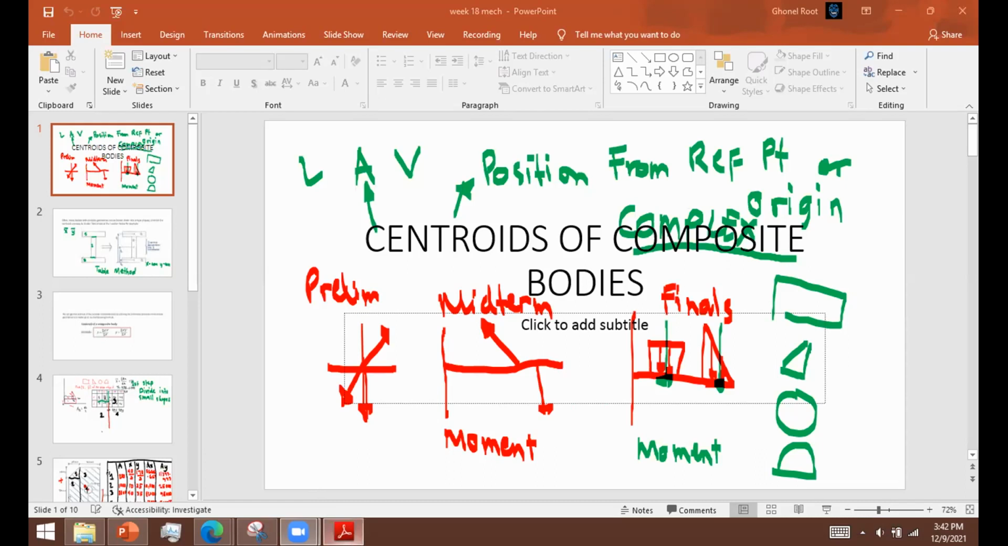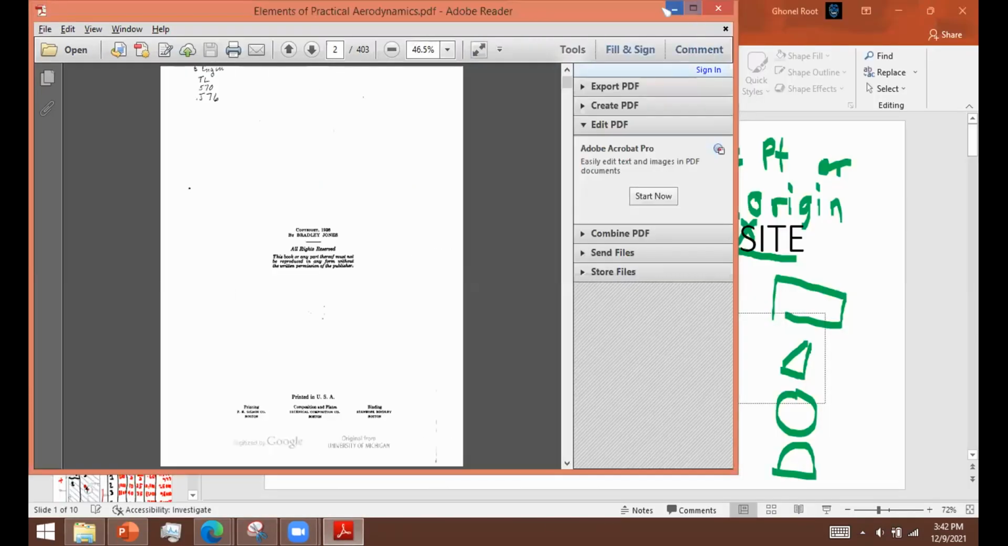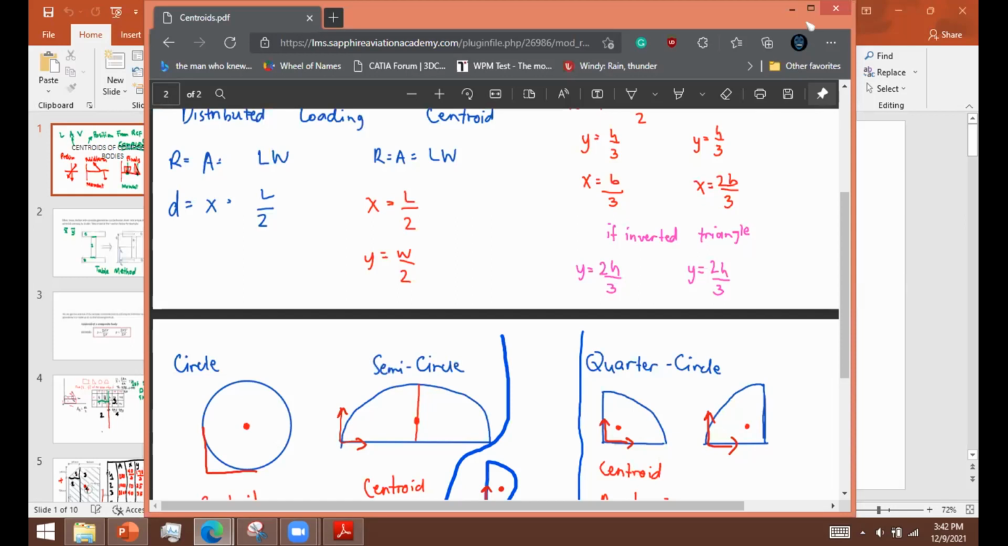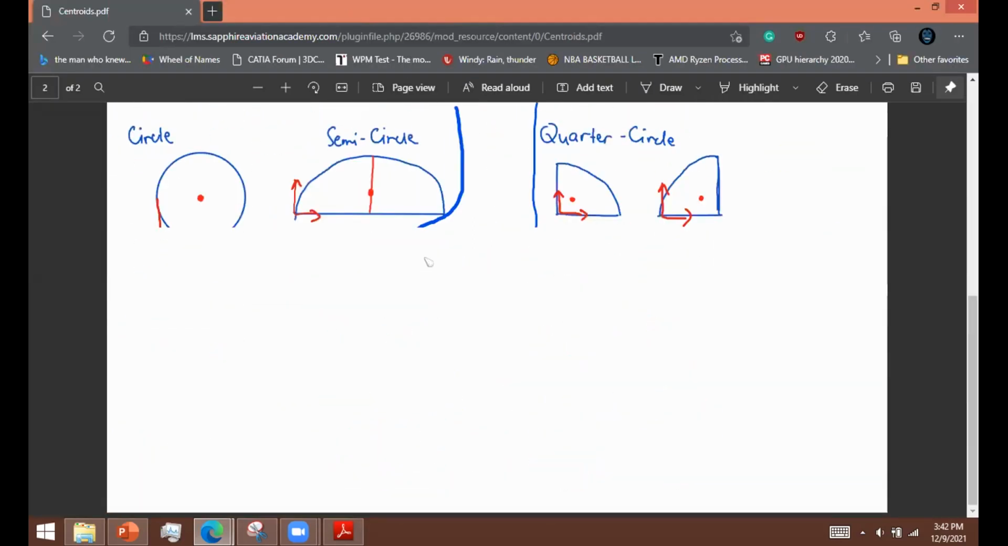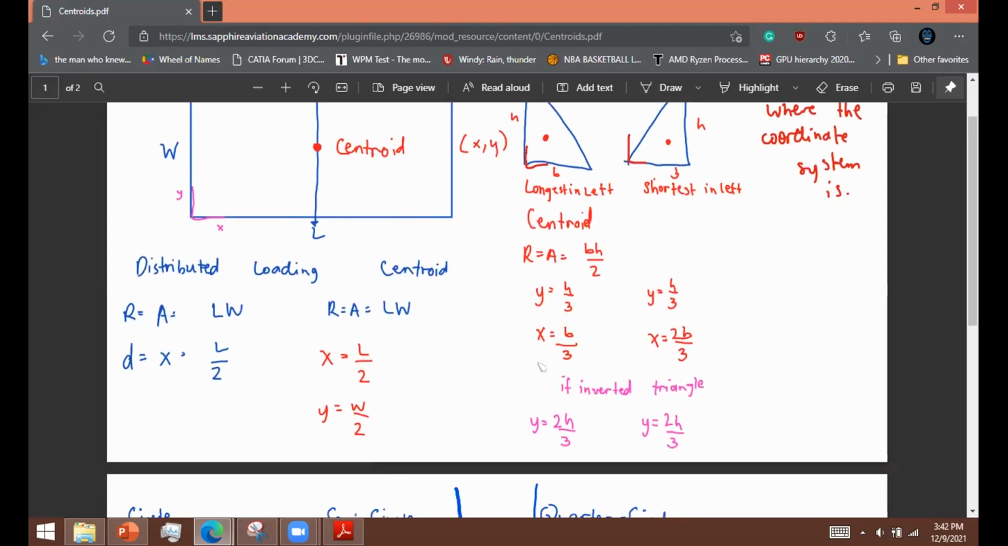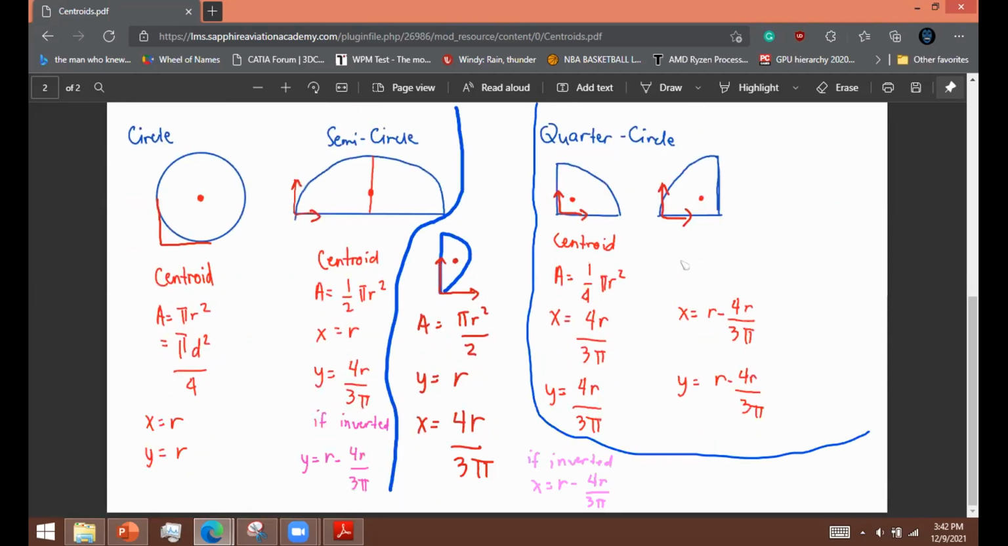Nag-discuss na natin yung different centroids, di ba? We have here centroids for rectangle, for triangle. Okay, so nabanggit din dyan is inverted. Meron din tayo for circle, for semicircle, and then quarter circle.